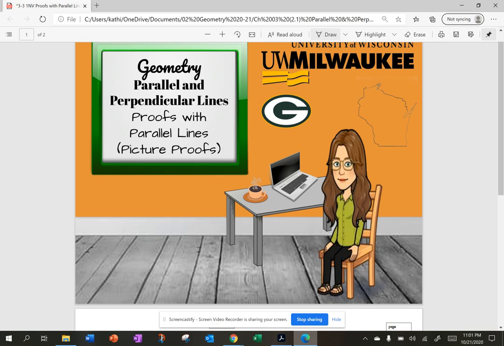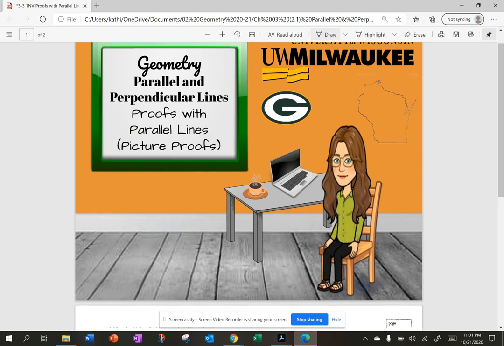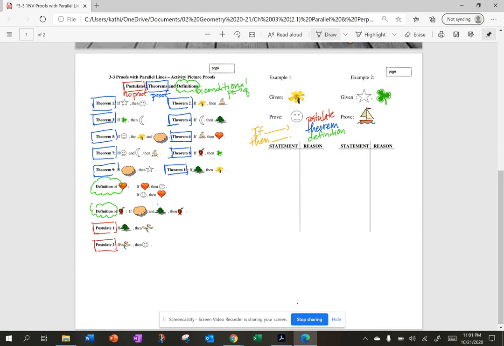Today's lesson is proofs with parallel lines, and to understand the concept, we're going to do this with picture proofs first. Okay, so I have two examples that we're going to do, two proofs with pictures, and I have 10 theorems. Theorems require proof. I have two postulates, which do not require any proof, and then I have two definitions. These are biconditionals from P to Q. So this is going back to some of our geometric reasoning.